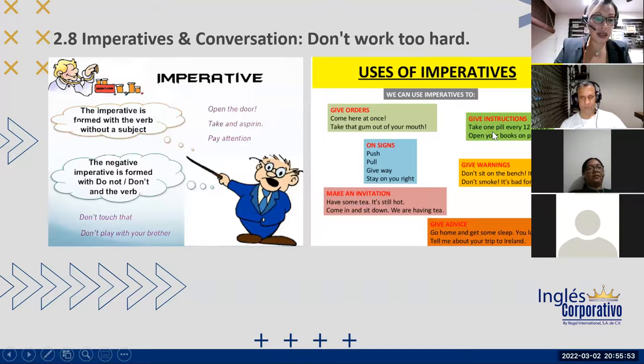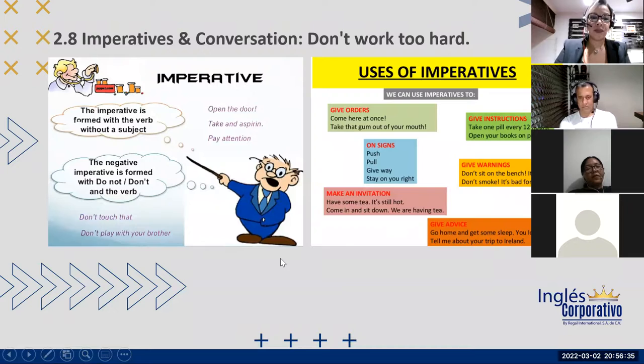Para dar instrucciones, que es como lo vimos en la conversación. Take one pill every 12 hours. Open your books on page 33. Para dar también advertencias, to give warnings. Don't sit on the bench, it's wet paint. Don't smoke, it's bad for your health. Okay. To give advice, para dar consejo, también se utilizan los imperatives. Go home and get some sleep. You look exhausted. Tell me about your trip to Ireland.